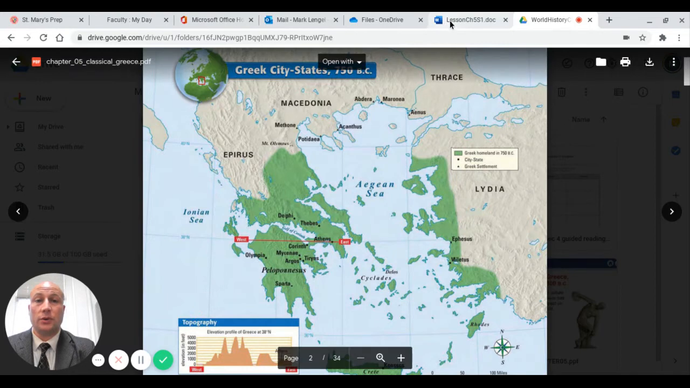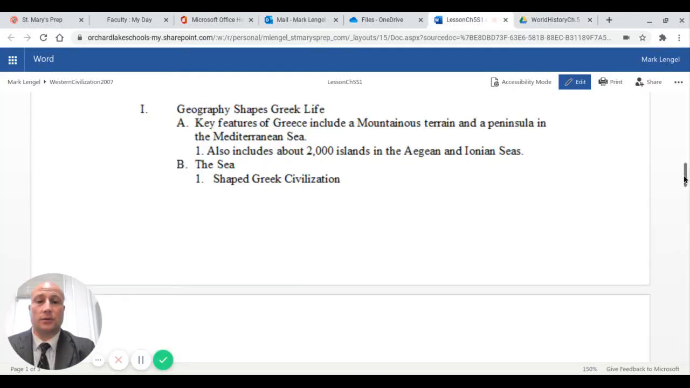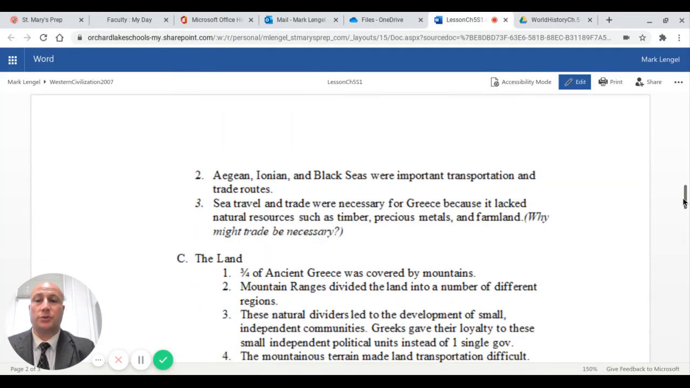Now, going back to the lesson, we'll go here to point number 2. We're just going to talk about those seas. The Aegean, the Ionian, and the Black Seas were important transportation and also trade routes. So we talked about Greece needing to trade quite a bit.